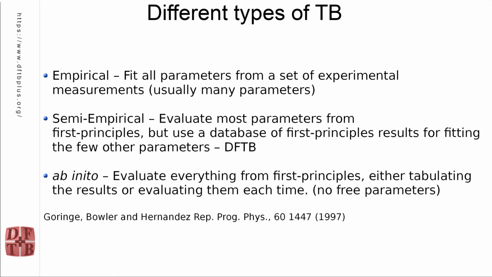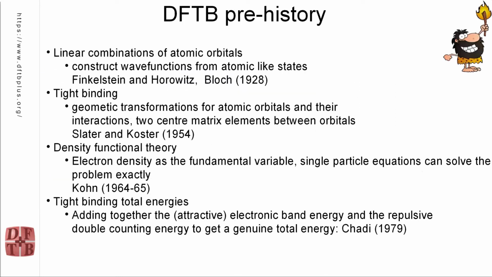Okay, right. So, some prehistory on the specific type of technology that I'm using, which is the DFTB. And so, as I mentioned, linear combination of atomic orbitals to construct things that look like wave functions from atomic states. You know, this idea goes back to the 1920s and is essentially resting on the fact that the Schrodinger equation is linear, so combinations of solutions are going to be a reasonable idea for a solution themselves.